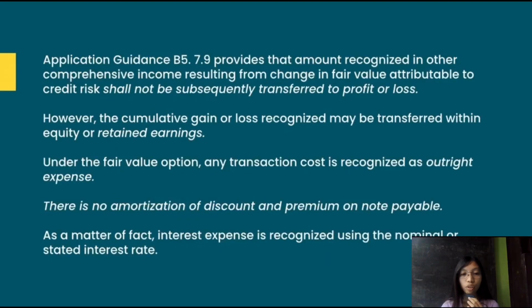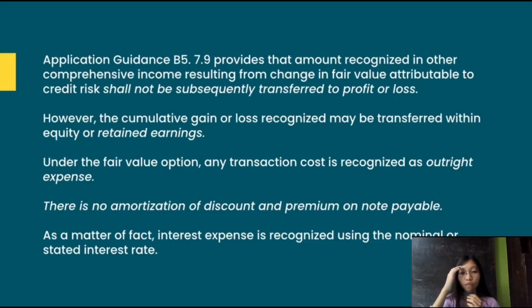So application guidance B5.7.9 provides that the amount recognized in other comprehensive income resulting from the change in fair value attributable to credit risk shall not be subsequently transferred to profit or loss. However, the cumulative gain or loss recognized may be transferred within equity or retained earnings. Under the fair value option, any transaction cost is recognized as an outright expense.